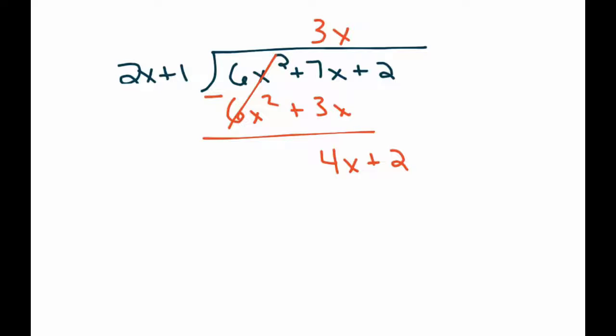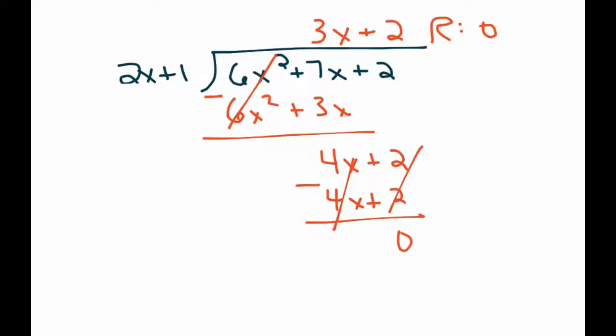Okay, now I want to see what I can multiply 2x plus 1 by to turn it as close to 4x plus 2 as possible. All I want to do is multiply 2x by something to make it 4x. Well, you multiply by positive 2. Now I'm going to multiply. 2 times 2x plus 1 is 4x plus 2. And now when I subtract these, 4x minus 4x is 0, and 2 minus 2 is 0. So I again have a remainder of 0.